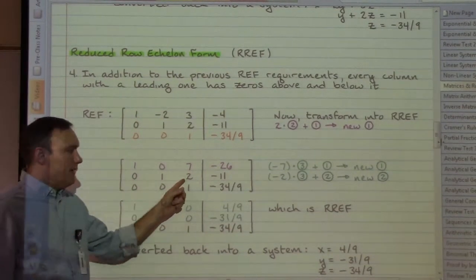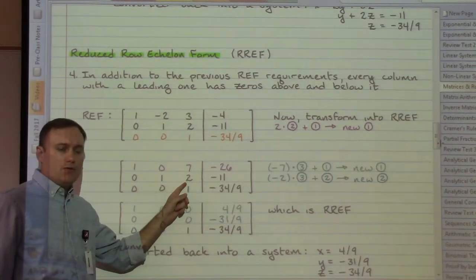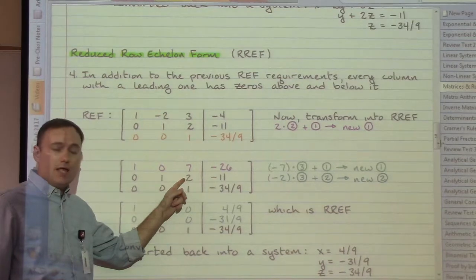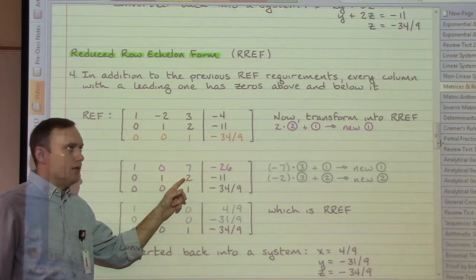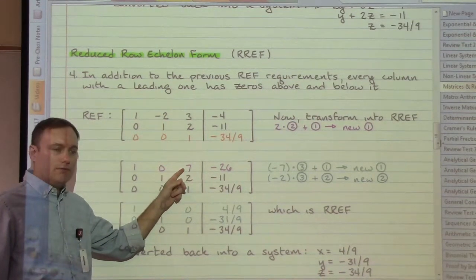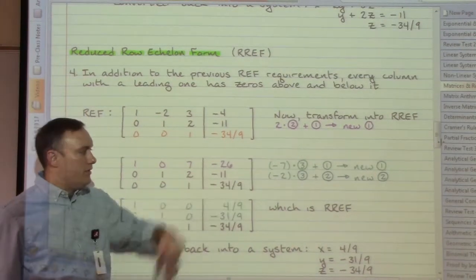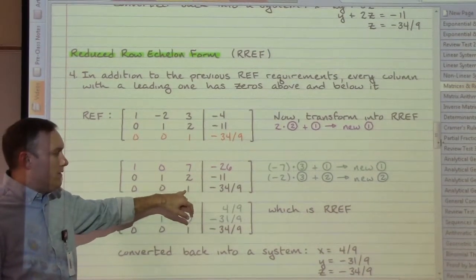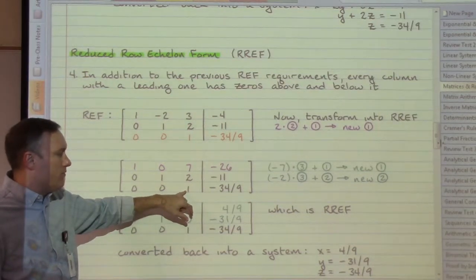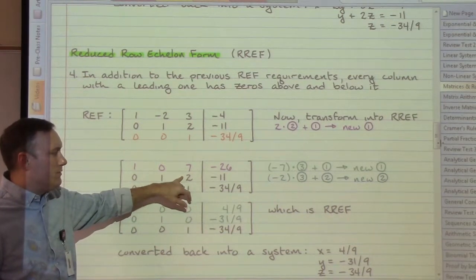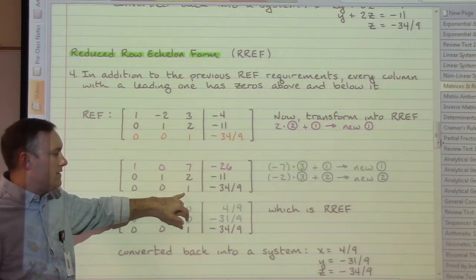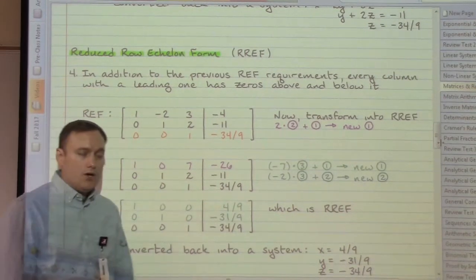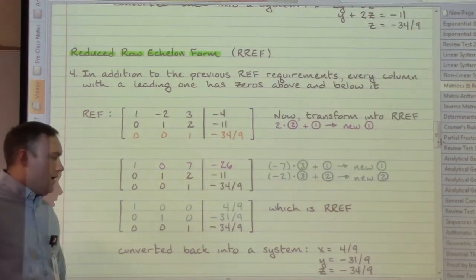That's great, and leaves me now with trying to get zeros above the last leading one here, zeros in that third column, second row, third column, first row. So 2 different row operations to accomplish that. -2 times row 3 plus row 2, -7 times row 3 plus row 1. That way I can get a new row 2 and a new row 1 coming out of that.